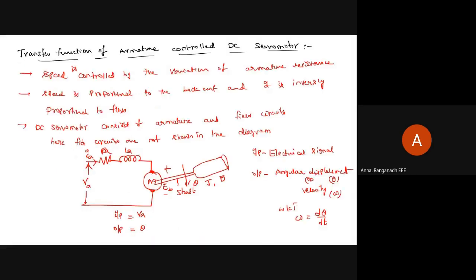In this analysis, the first one is you can apply the KVL to this loop. This is the first equation. I'm going to draw the diagram separately. Here we have armature resistance, armature inductance, and back EMF. So here VA is there, IA, RA, LA, plus minus back EMF.